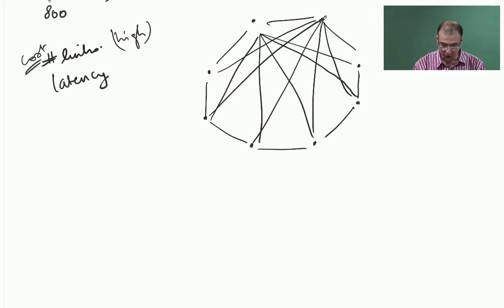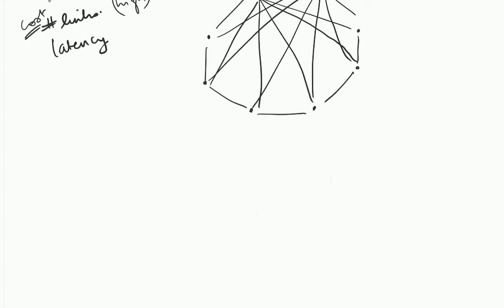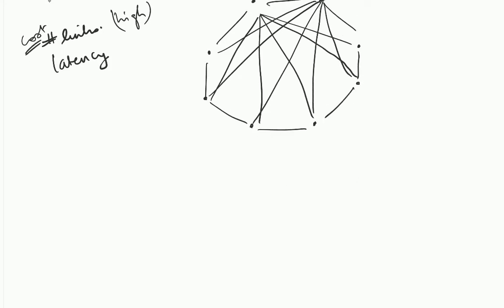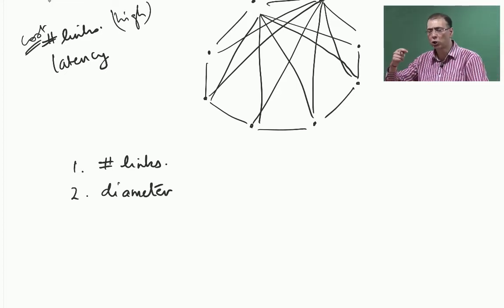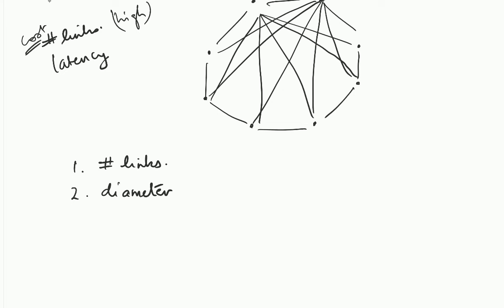Different things to consider when you set up an interconnect. Obviously, every network has its advantages and disadvantages. First of all, let's talk about the metrics. So what are the metrics? One is the number of links. We are definitely bothered about the number of links, because that determines the cost. Another is the diameter. Diameter is what determines the latency. Diameter is the shortest distance between the two furthest nodes, the maximum shortest distance in the network.